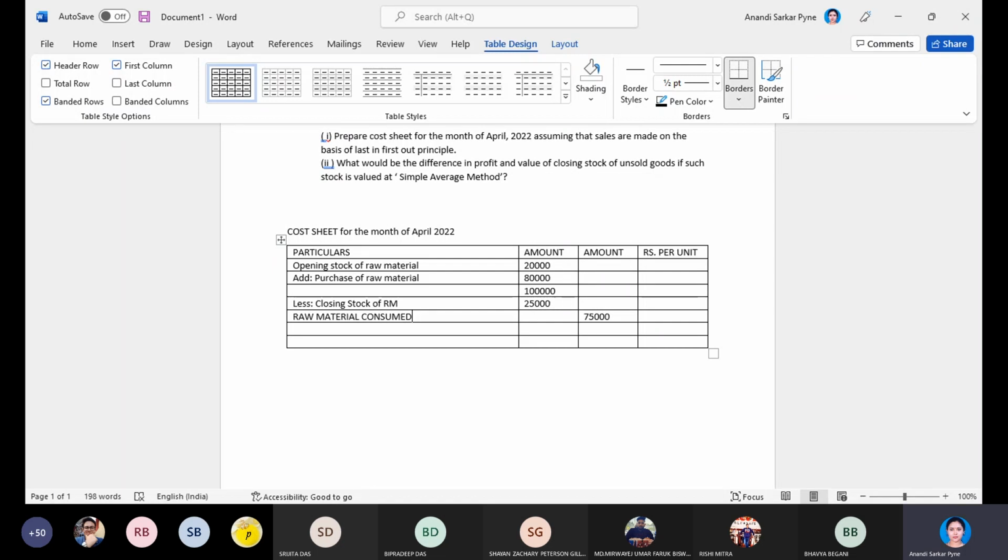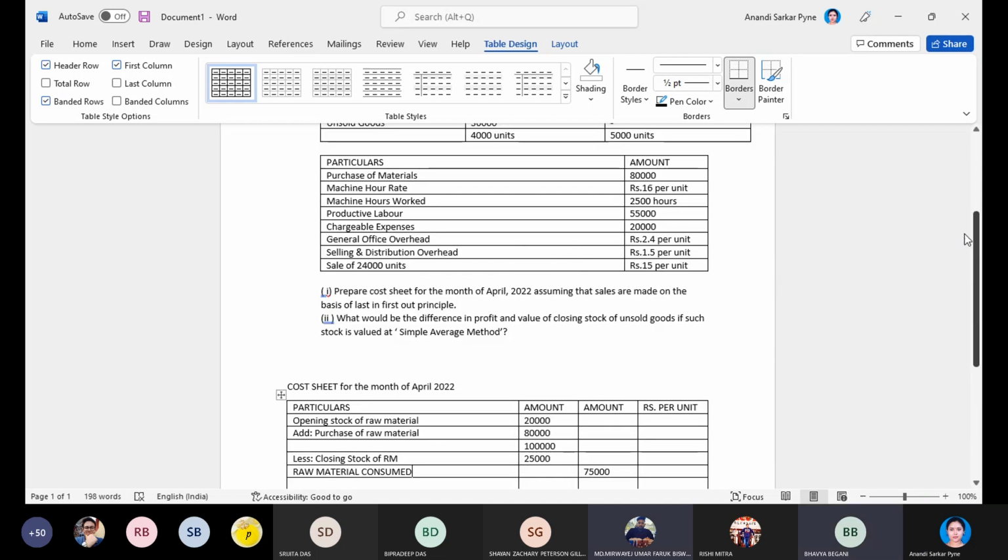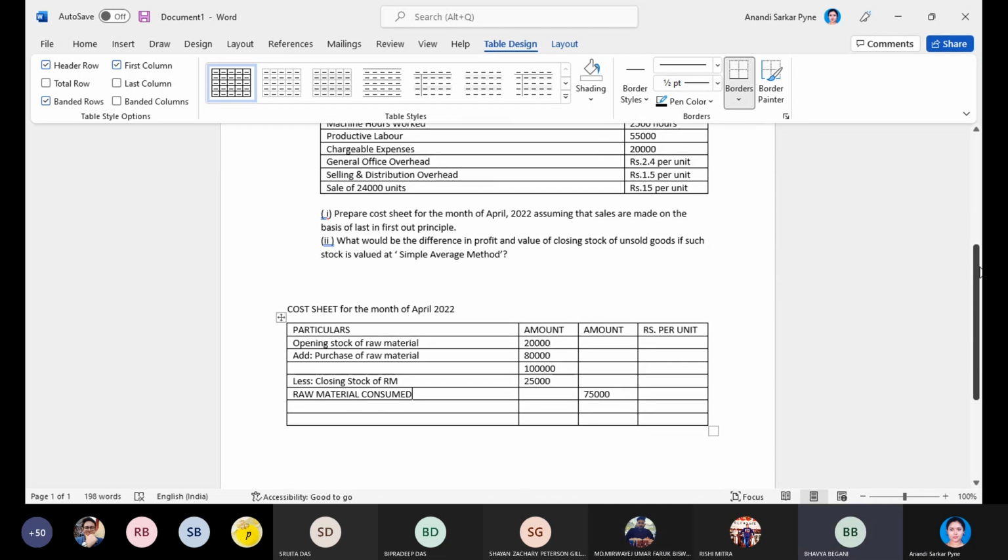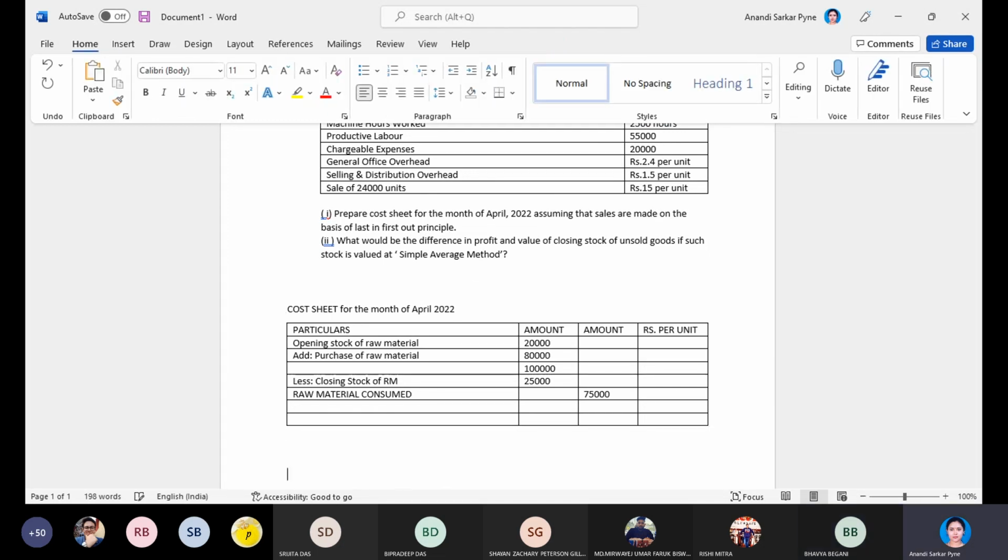Now, how to find out cost per unit? Cost per unit means the prime cost, right? Total product which is made by 75,000. Here we can find out cost per unit like this. Workings, we will write determination of units produced.